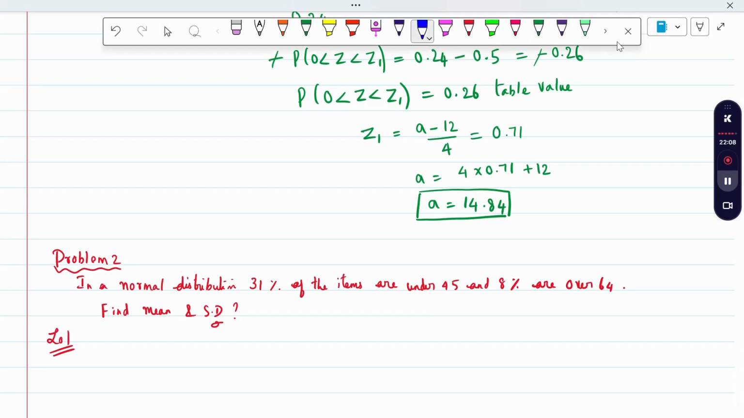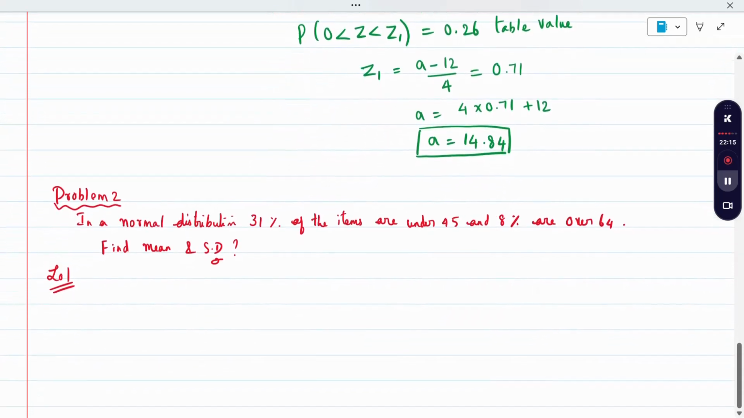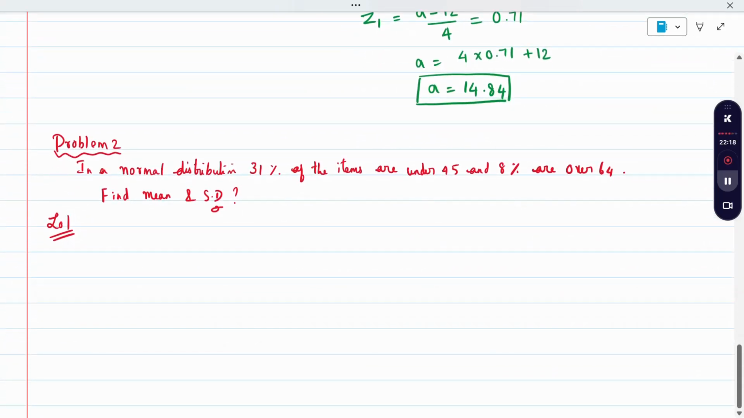Okay, so now when I calculate it, first step, what is the given condition? First we need to write as per the probability. So what is the 31% under the item, or under 45? So probability of X, under means less than 45, is 31%, 0.31. 31% means it is 31 divided by 100. It's nothing but 0.31. This is our first condition.